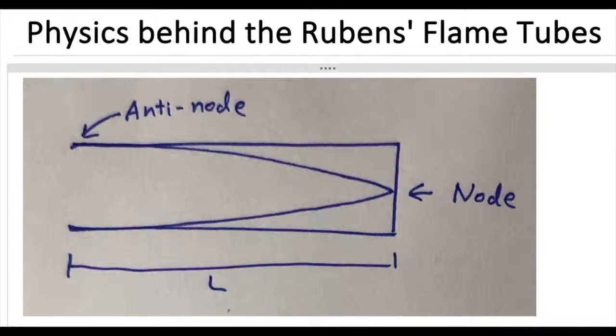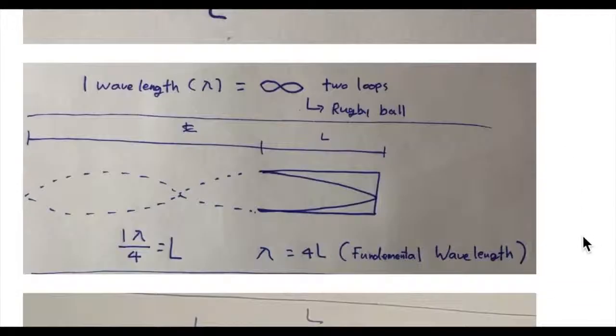If we see the length of the pipe is L, one wavelength, which is lambda, is equal to 2 loops, which we call rugby balls in class. Based on this drawing, we can tell the length of the pipe is equal to 1 lambda over 4, and we can say that lambda is equal to 4L, which is the fundamental wavelength.